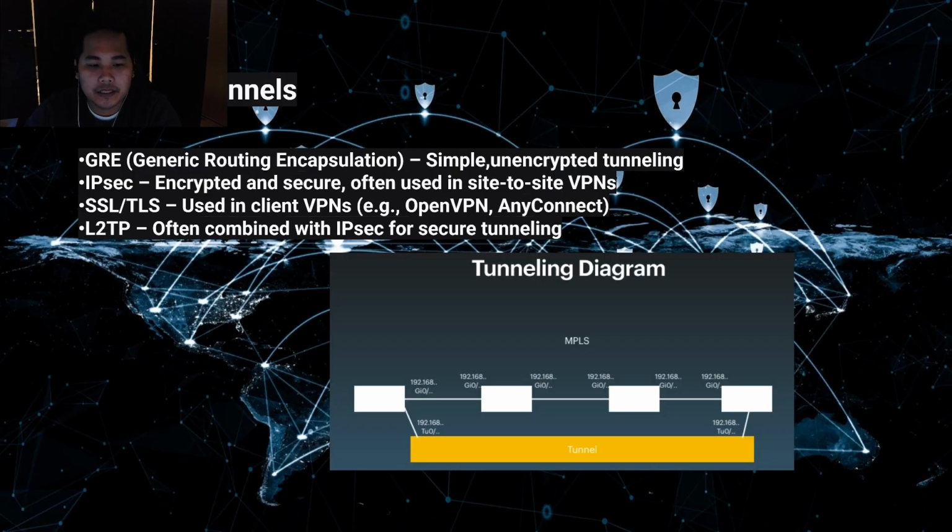Types of tunnels. GRE, generic routing encapsulation, is simple tunneling. IPsec is encrypted and secure, often used in site-to-site VPNs. SSL/TLS is used in client VPNs like OpenVPN or AnyConnect. L2TP is often combined with IPsec for securing tunnels. As you can see in the diagram, that's how tunnels work. And now we're gonna do a demo in Packet Tracer about tunneling.